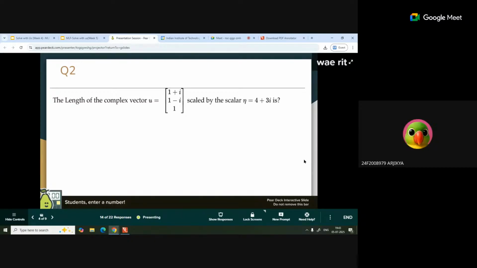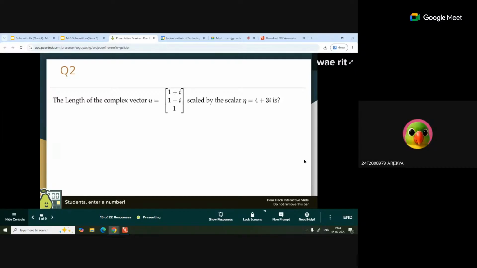Excuse me, sir. So when we say the scalar eta equals 4 plus 3, that means the length of this scalar, or the length of this vector from the origin, right? But no. Your question is something different, I guess. What are you trying to say?